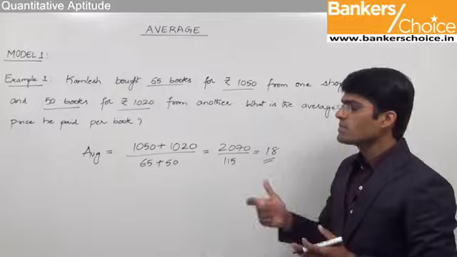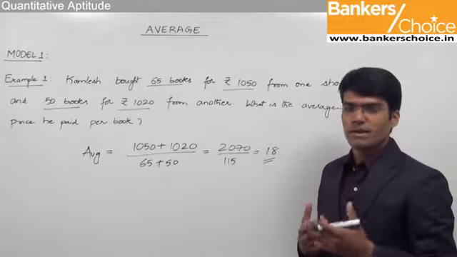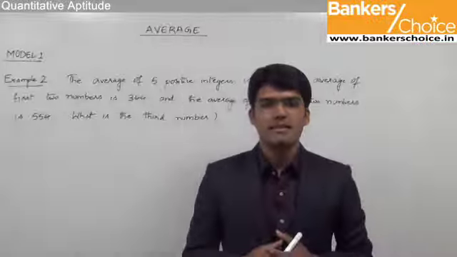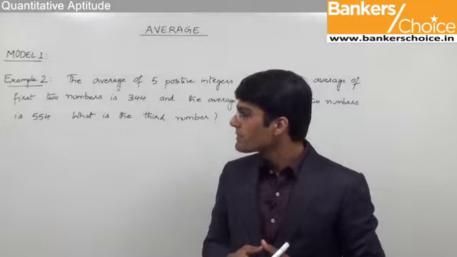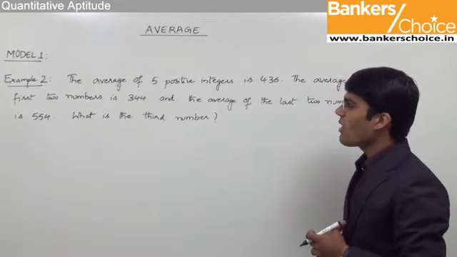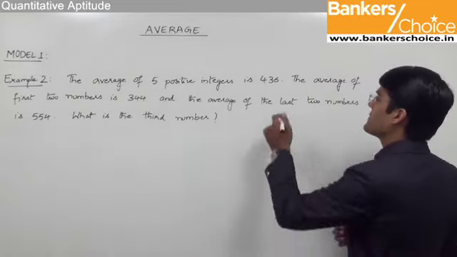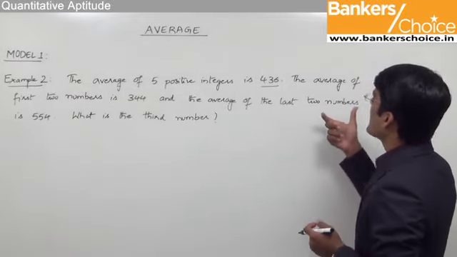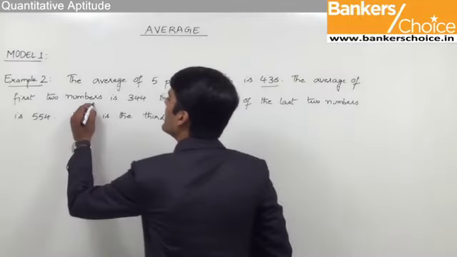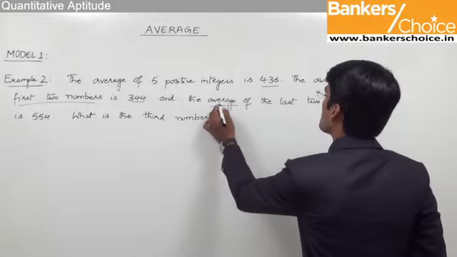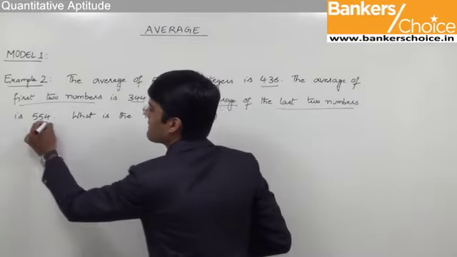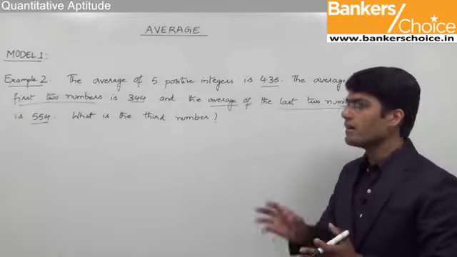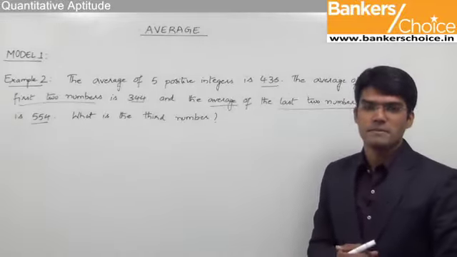So this is how we can use the definition, that is sum of all the values by total number of values to get the average value. Let us now take another example based on the definition of average. The question here is, average of 5 positive integers is 436. So for 5 positive numbers, the average is 436. The average of first 2 numbers is 344 and the average of last 2 numbers is 554. What is the third number? So we are supposed to find out the third number out of the given 5 numbers.